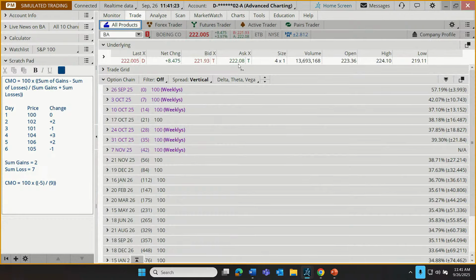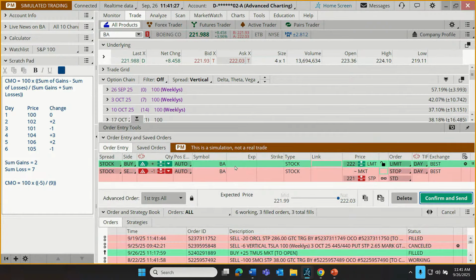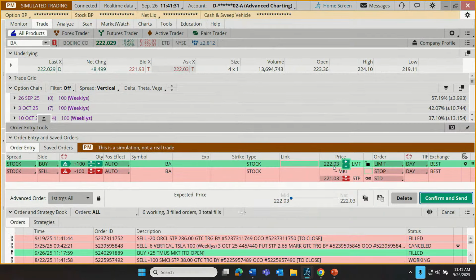But let's place our trade. Go to the trade tab, right-click on the ask price. We're going to put in a custom order with a stop. And we typically spend about $5,000 on each trade. That's going to give us maybe, 5 shares would be about $1,000. Maybe we'll do 25 shares again here. A little bit more than $5,000.